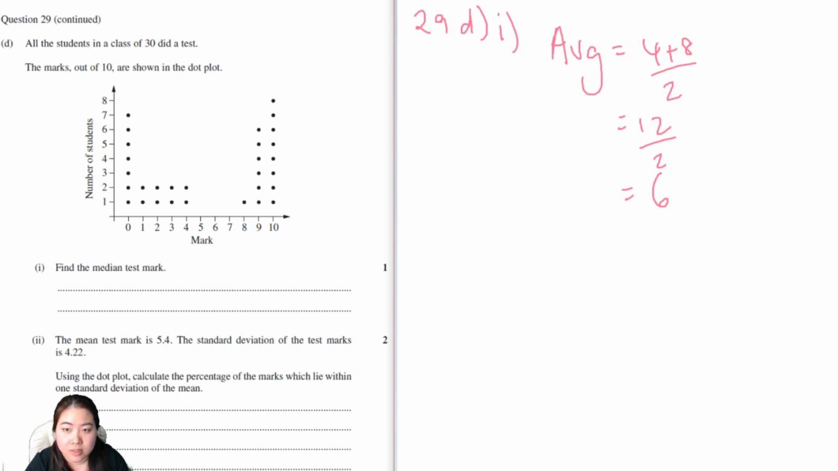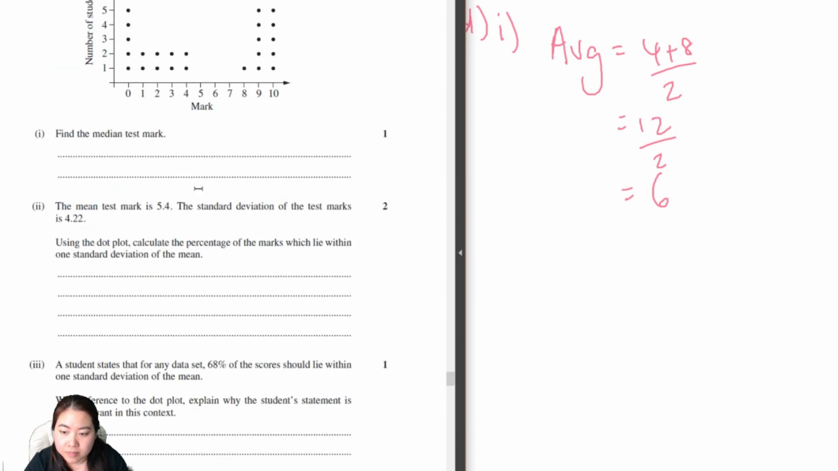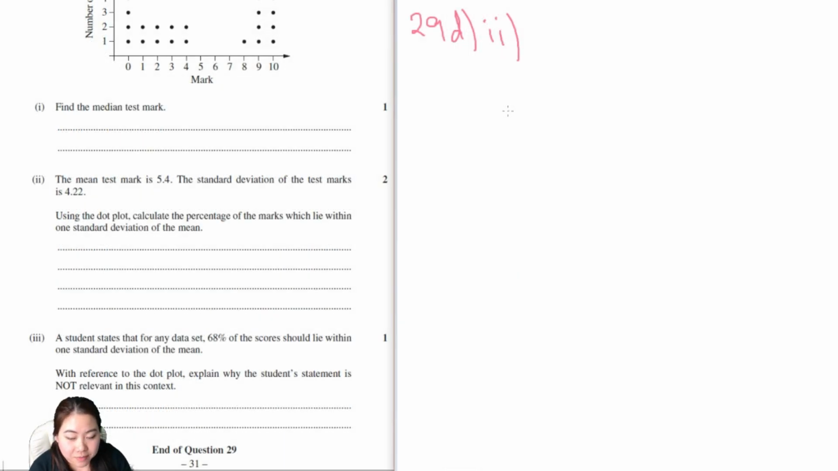Let's check the answers. Yep, perfect. Next question. The mean test mark is 5.4. The standard deviation is 4.22. Using the dot plot, calculate the percentage of marks which lie within 1 standard deviation of the mean. This sounds incredibly confusing, but it's actually not too bad. So the average is 5.4.